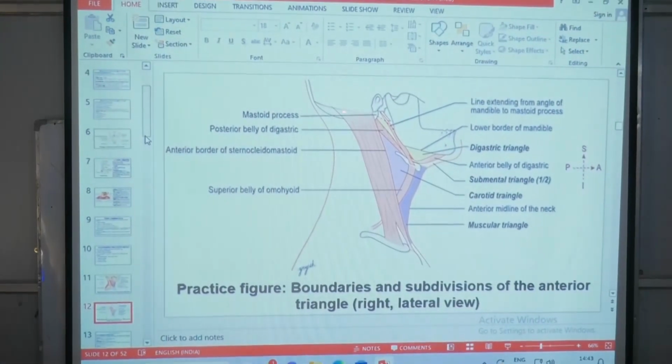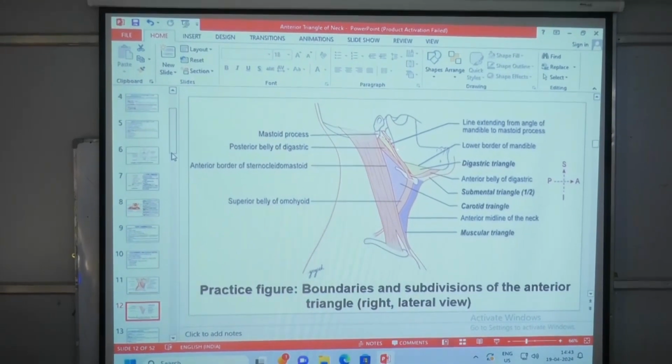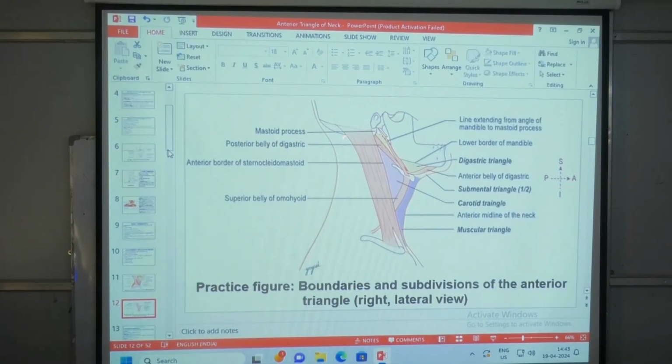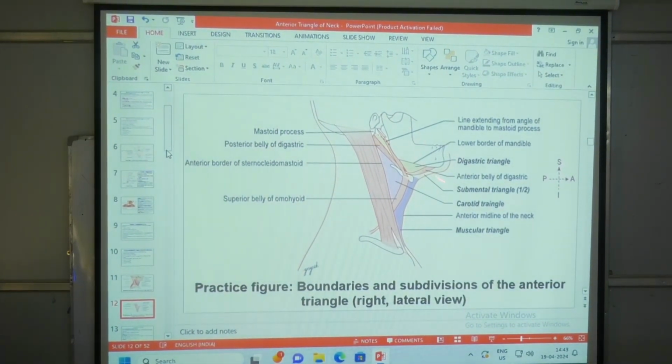First, the incision line extending from symphysis menti along the midline of the neck up to the suprasternal notch. Then another incision line extending from symphysis menti along the base of the mandible up to the angle of the mandible. Then extend the incision posteriorly up to the mastoid process. After that, we reflect the skin and superficial fascia laterally and downward.